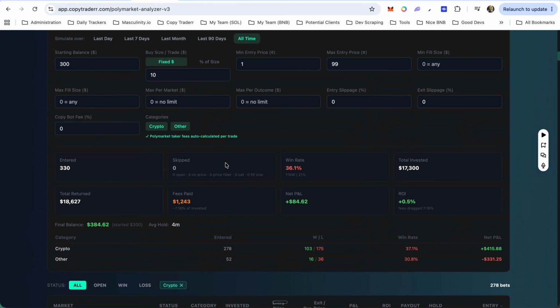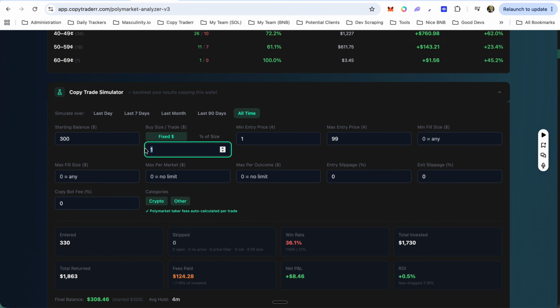And I'd be willing to bet if I put that in our copy trading simulator with a $30 buy size, that right away our return on investment is going to go way up. We're losing 6% to fees because the crypto market is the most expensive market with fees.